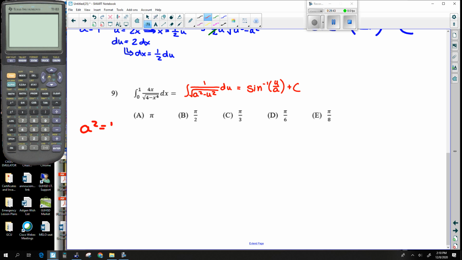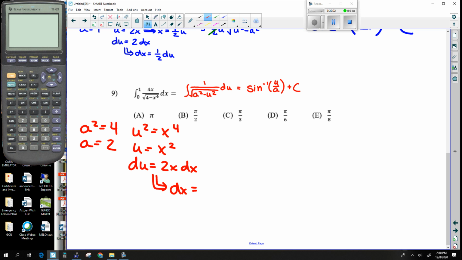So a squared, I said, is 4, thus a is equal to 2. U squared is equal to x to the 4th. That makes u equal to x squared. That makes du equal to 2x dx. All right, so here I'm going to do my trick of solving for dx. I don't know if it's so much of a trick, but that's what I'm going to do. So that goes to 1 over 2x. So that's really good. So I'll have a leftover 2, but that's not a big deal.